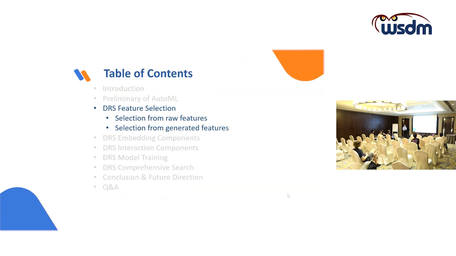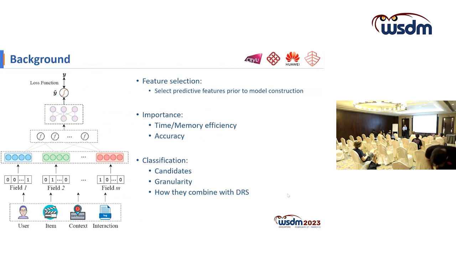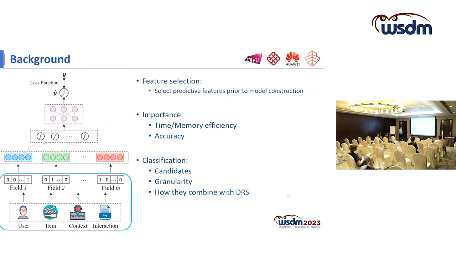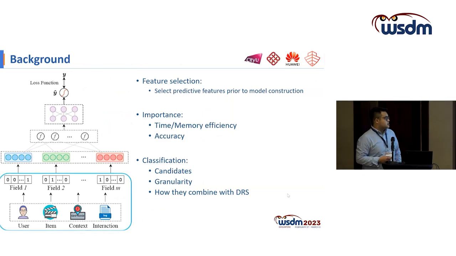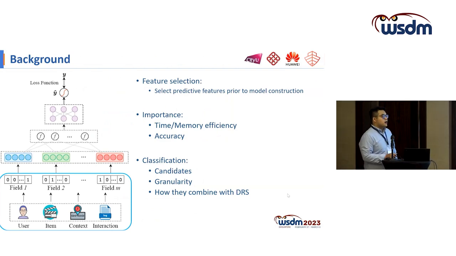Next, I'm going to show some automated feature selection methods for deep recommender systems. Feature selection aims to select predictive features prior to model construction. You can see it here, before constructing the model. This process is rather important since it can help the model enhance both efficiency and accuracy. According to different classification criteria, we can divide feature selection methods into several groups. These criteria include selection candidates, selection granularity, and how they combine with the subsequent deep recommender systems.